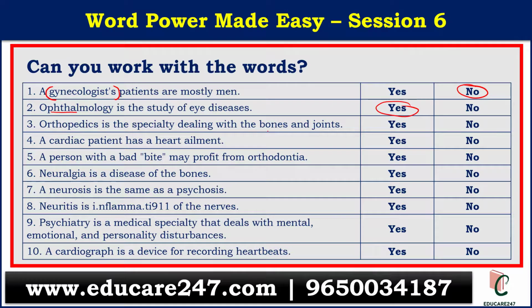Orthopedics is a specialty dealing with bones and joints. Again in today's session we have orthopedics. So yes, it's relating to bones. A cardiac patient has a heart ailment. Yes, cardiac is relating to heart, cardio. A person with a bad bite may profit from orthodontia. Orthodontia is relating to teeth. So again yes. Neuralgia is relating to bones? No. Neuro is talking about nerves, so no, it's not relating to bones.